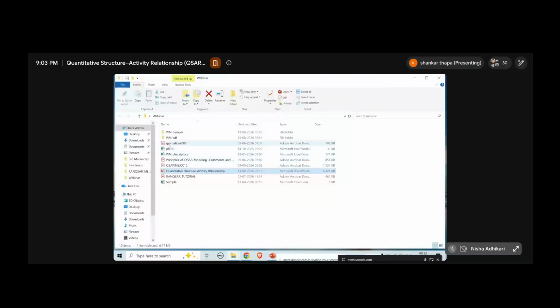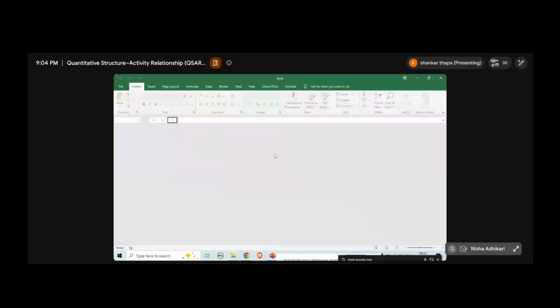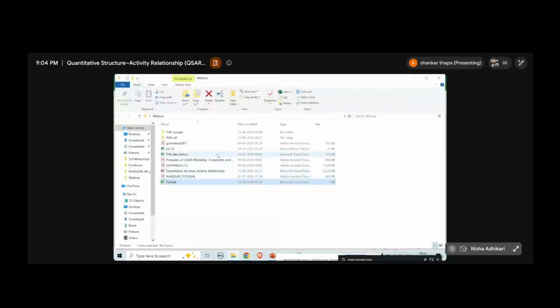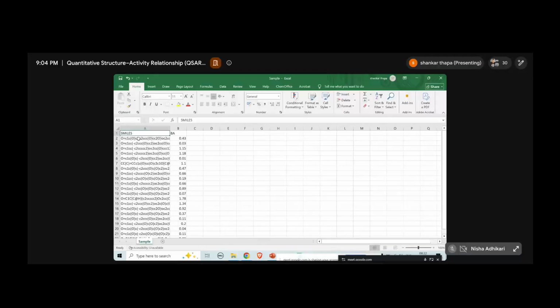So for QSAR software, what is required then? Okay, so let me show the data required for QSAR software. So here are the things. Sorry, RA and QSAR software only require this data. They only require the SMILES formula of your compound and the biological activity of your compound.